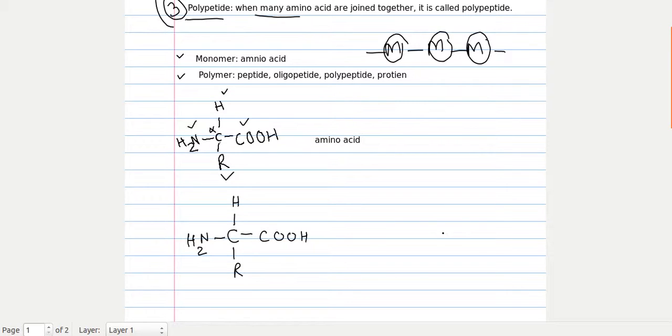Then similarly we will draw another amino acid. This is the side chain, you know, so we will have one NH2 group here, and a COOH group here, and here it will again be H, and here it can be this side chain. So we will try to condense these two molecules together to form a dipeptide.